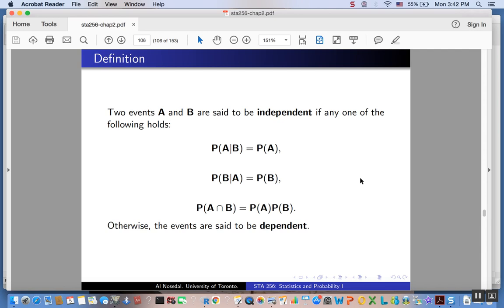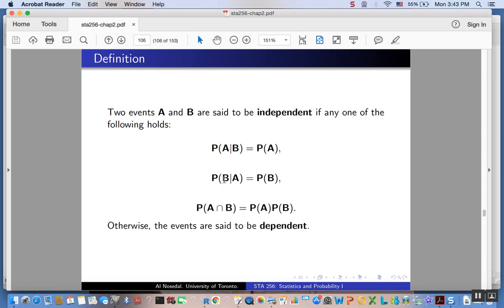Two events A and B are said to be independent if any one of the following holds. If the probability of A given B equals the probability of A. Think about it. What we're saying here is that the occurrence of the event B doesn't change the probability of A. Make sense?